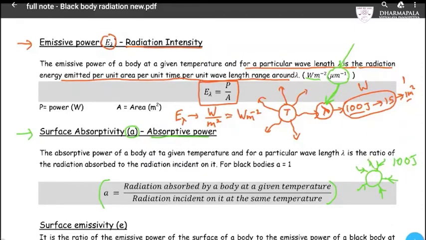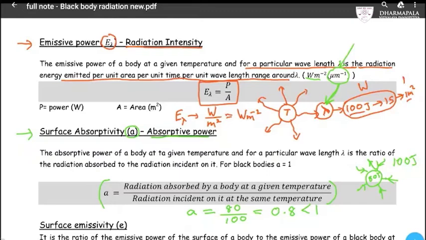We say there are 100 joules of thermal radiation incident on it. But as some is getting reflected, only 80 joules of it is being absorbed. Therefore, the absorptive power of this object is radiation absorbed by the object, 80, divided by radiation incident on it, 100. So you get 0.8. And you can see that is less than 1. For normal objects, you get the absorptive power always less than 1.